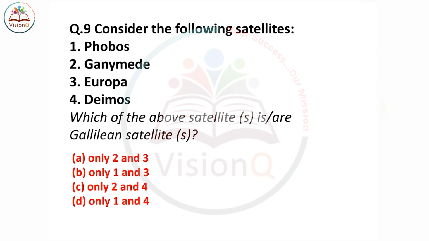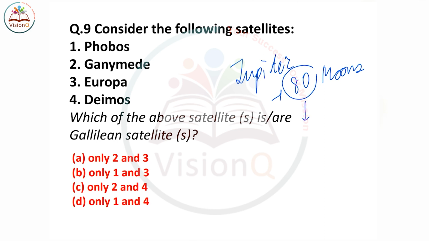Consider the following satellites. There are 4 satellites given here: Phobos, Ganymede, Europa and Deimos. Which of the satellites is or are Galilean satellites? Now what do you mean by Galilean satellites? The planet Jupiter has a total of 80 natural satellites, or you can say 80 moons at present. Now, out of these 80 moons, 4 moons are of scientific interest, and these are the largest moons out of these 80 moons of Jupiter.